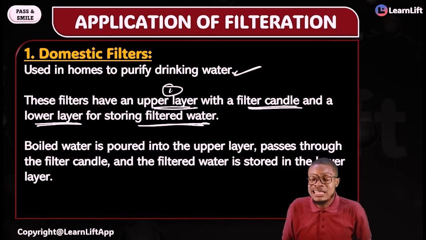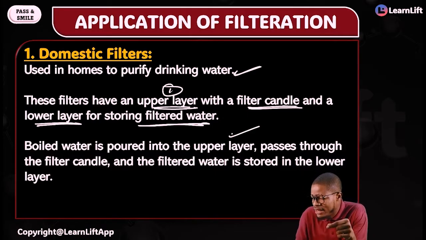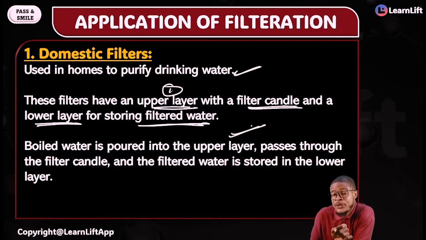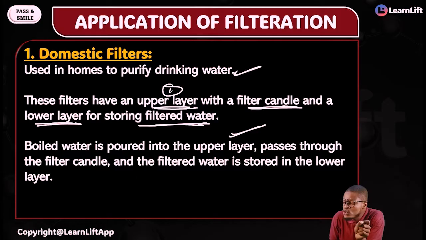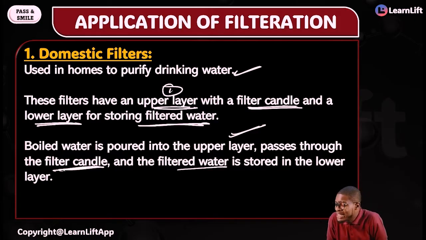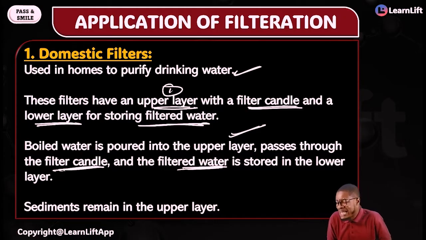And don't forget this very quickly, that the boiled water is poured into the upper layer, right? That boiled water that is impure, you pour it into the upper layer and it will pass through the filter candle, and the filter candle will filter the water and then it is now stored in the lower layer where you can now receive it through your tap. And of course, don't forget this, that sediment will remain in the upper layer.